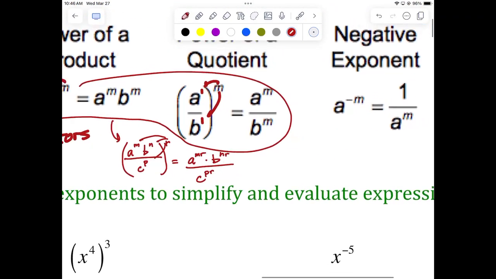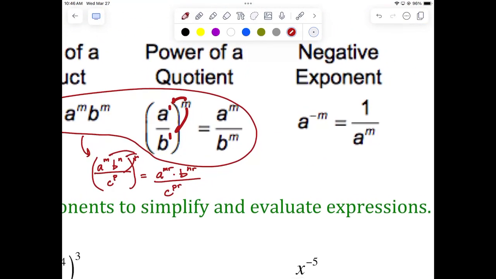Now, the new one that y'all learned yesterday is this last one, negative exponent, which is a surprise to me. A to the negative m is 1 over a to the positive m. And this one is important to realize that it works both ways. Because a lot of the times in calculus, we start on the right-hand side, and we want it in the left-hand side format so we can work with it. So negative exponents are fractions in disguise. Negative exponents are fractions in disguise.